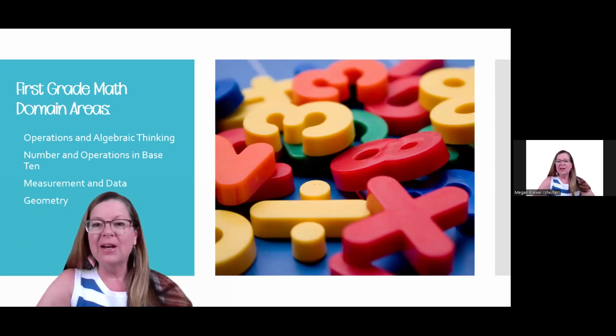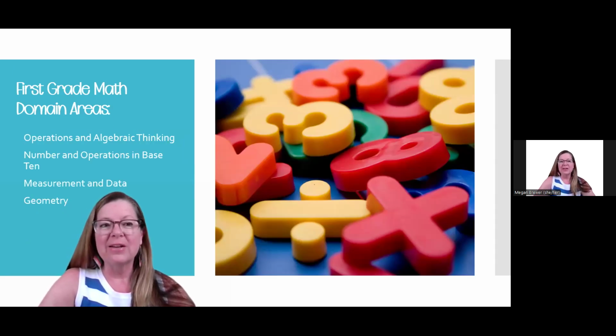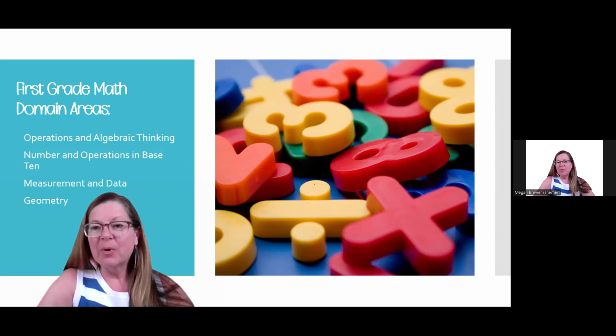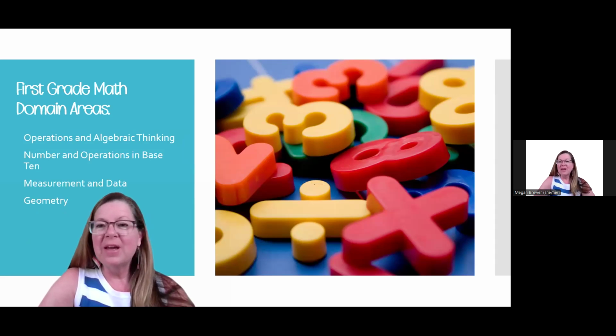These are the 4 domain areas for mathematics for first grade: operations and algebraic thinking, number and operations in base 10, measurement and data, and geometry.